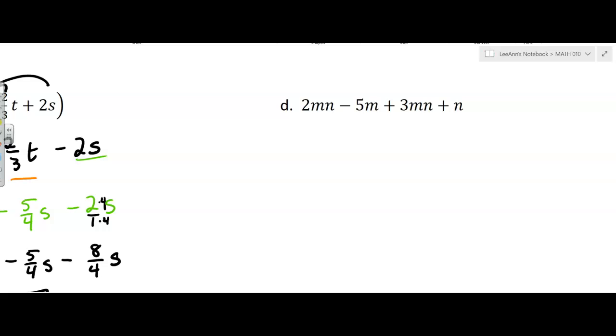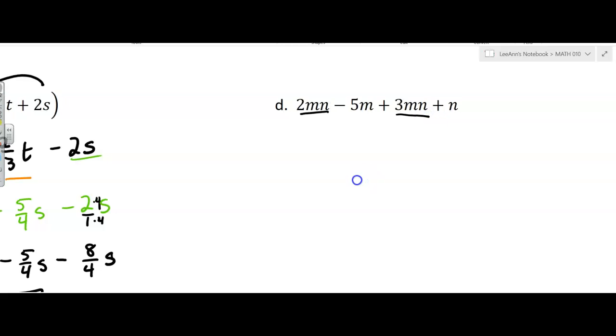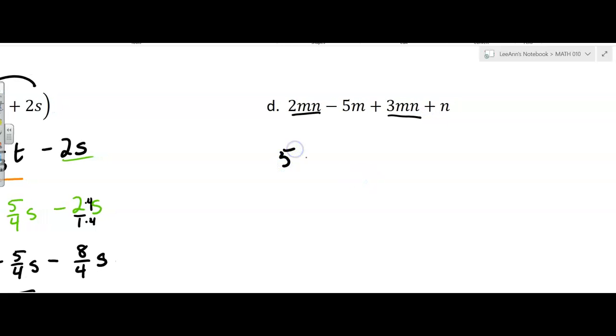Now, what have we got going on here? Well, we've got 2mn and 3mn. Those you can combine. 5mn. Now, what about this little term? Do I have any other m terms? No, just negative 5m. And what about this little guy? Well, it's an n. There aren't any other n terms, so plus n. And that's all you can do.